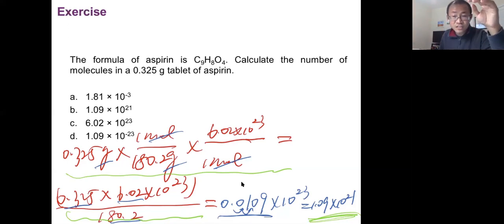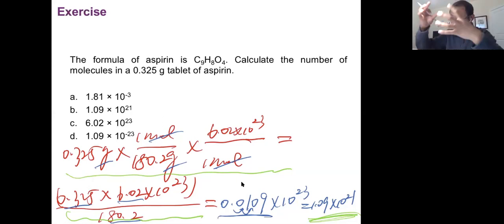And you can see that this is 10 to the 21st. How many molecules? When it comes to molecules, it's a lot. The number is beyond our imagination. That's why we have to use the concept of moles. Okay, next on the moles.